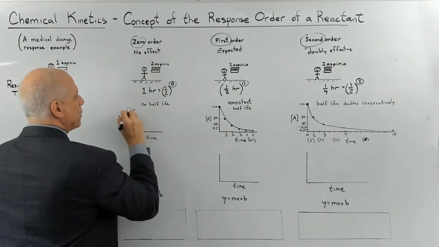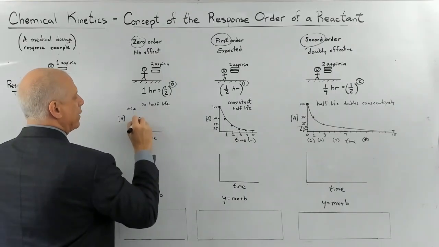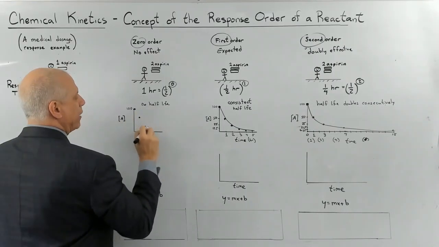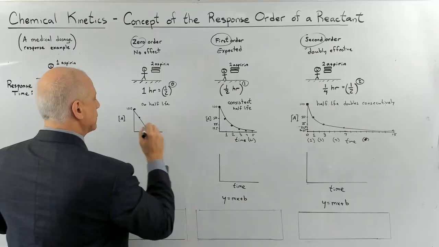So let's say we start off with medication, and then after 1 hour it goes down, and then after another hour it goes down, and then after another hour it goes down, and we would get a straight line. And so this is going to be a straight line.